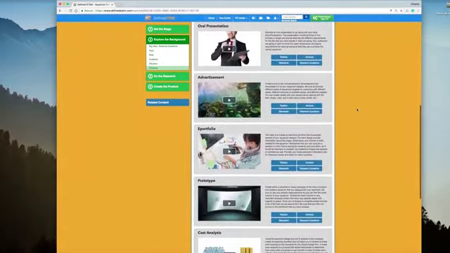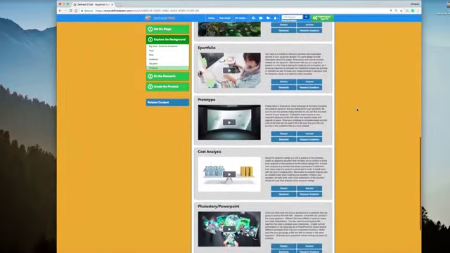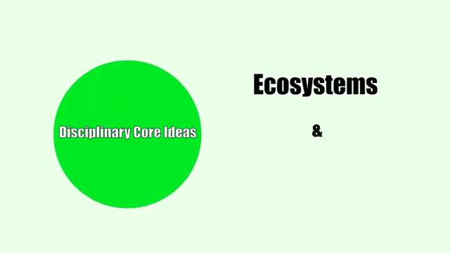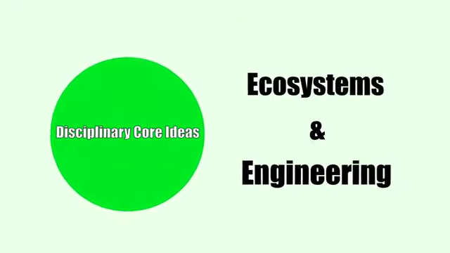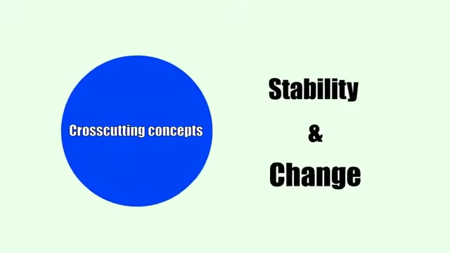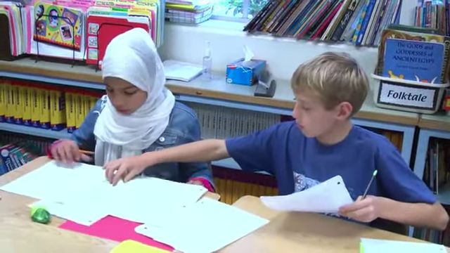As students begin potential design solutions to meet this challenge, they will create a variety of products that include a design proposal and a photo story. In order to do this, students will apply disciplinary core ideas related to ecosystems and engineering, as well as the cross-cutting concepts of stability and change. The product rubrics provided align with these disciplinary core ideas.